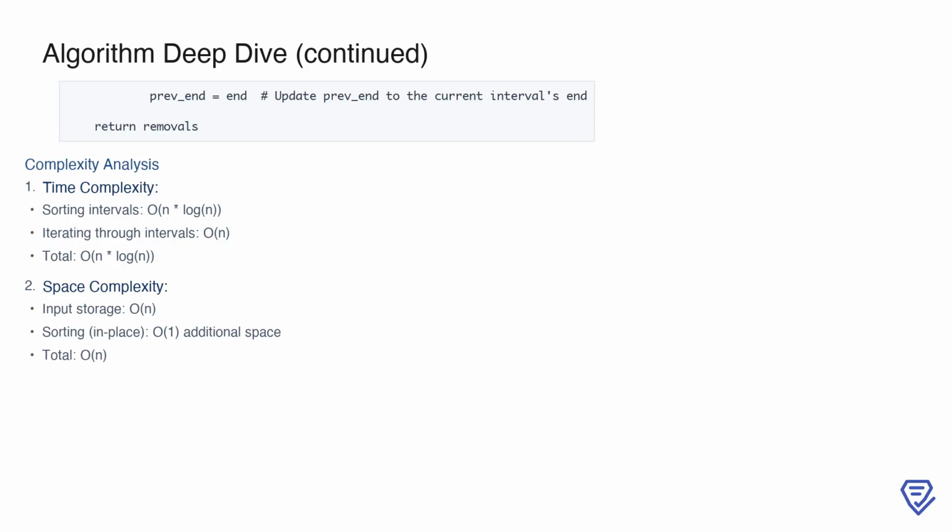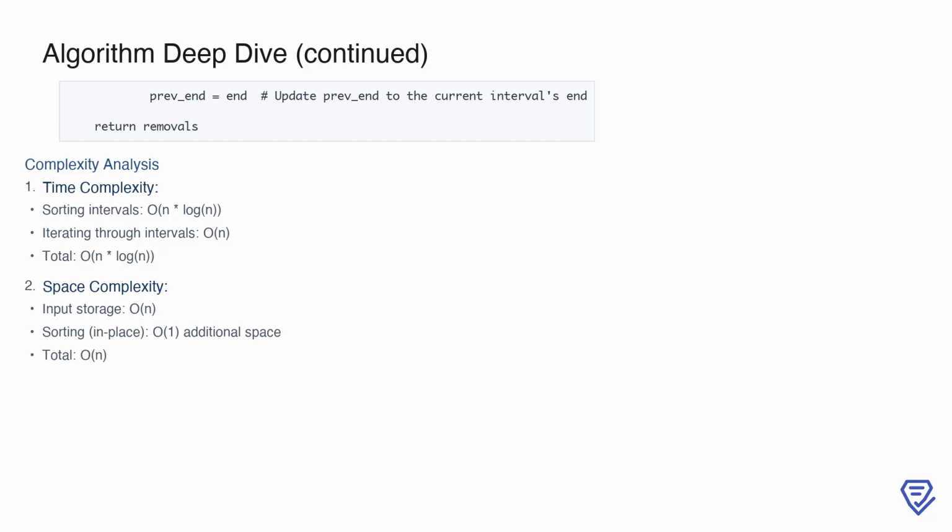After processing all the intervals, we return the value of removals, which represents the minimum number of intervals that need to be eliminated. When analyzing the algorithm's complexity, the time complexity is dominated by the sorting step, which is O(n log n), and the iteration step, which is O(n). Therefore, the overall time complexity is O(n log n).